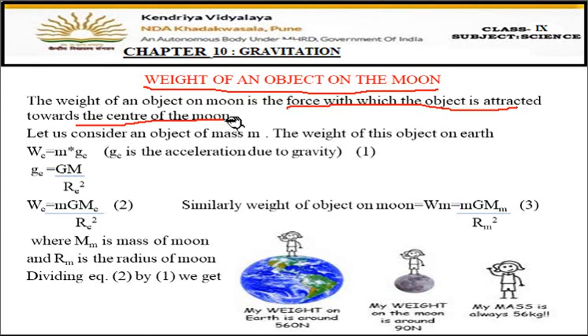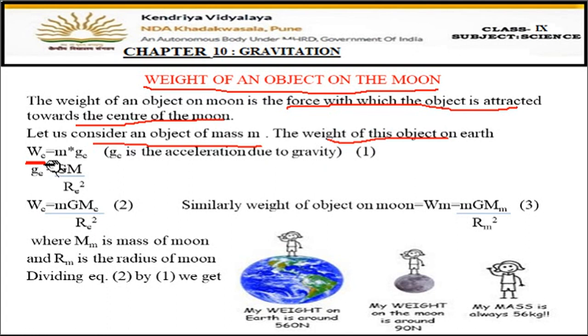Okay. Now let us consider that there is an object of mass m. So m is the mass of the object. The weight of this object on earth is We. Right. So We is representing the weight of this object on earth. Mass remains the same whether the object is on the earth or moon. This we have discussed already in the previous lesson that mass does not change. Weight changes with place. So We is the weight of the object on earth.